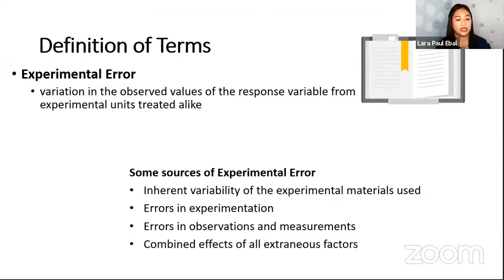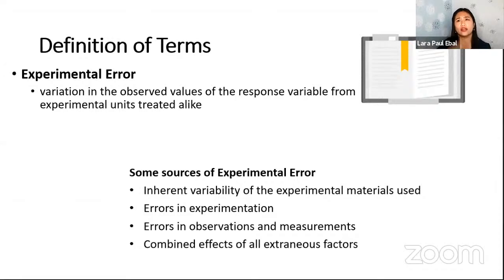Number one, inherent variability of the experimental materials, maybe because of the material used. Errors in experimentation. So it is usually the human error. It's the person who is measuring or gathering the data. Then errors in observations or in the measurements. So these are some sources of discrepancies. Then we also have the combined effects of all extraneous factors.